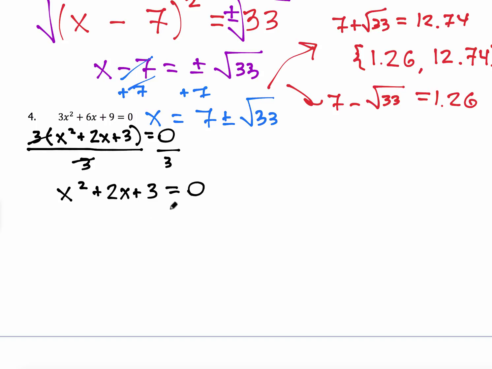What I want you to do is pause the video and see if you can do this on your own, since you've seen 3 examples. Okay, once you get your answer, click play and we'll check it.